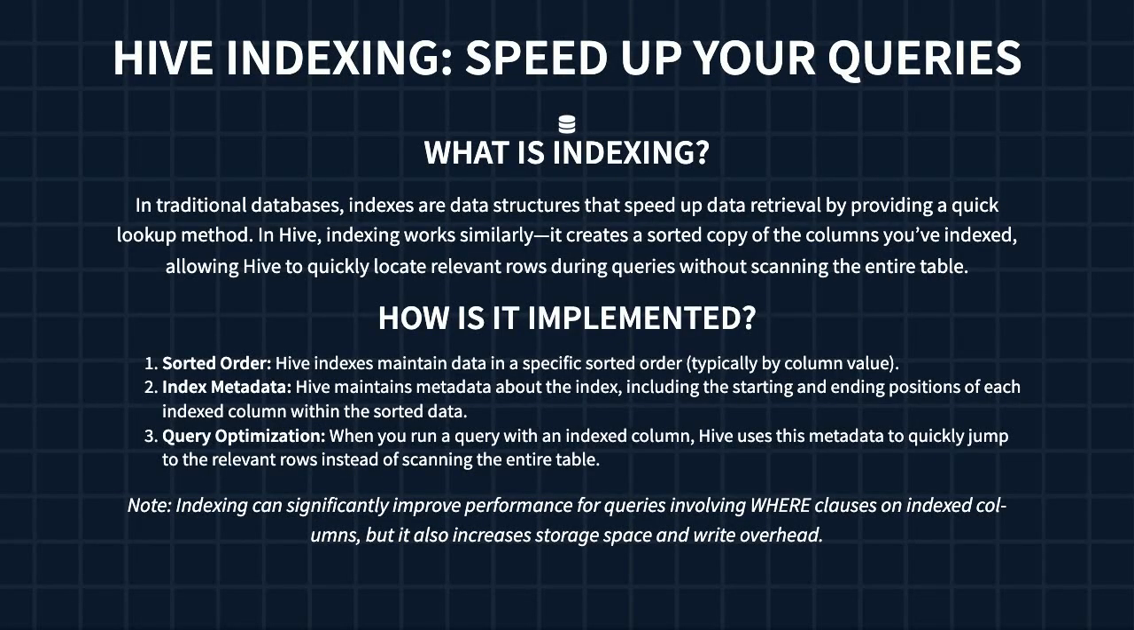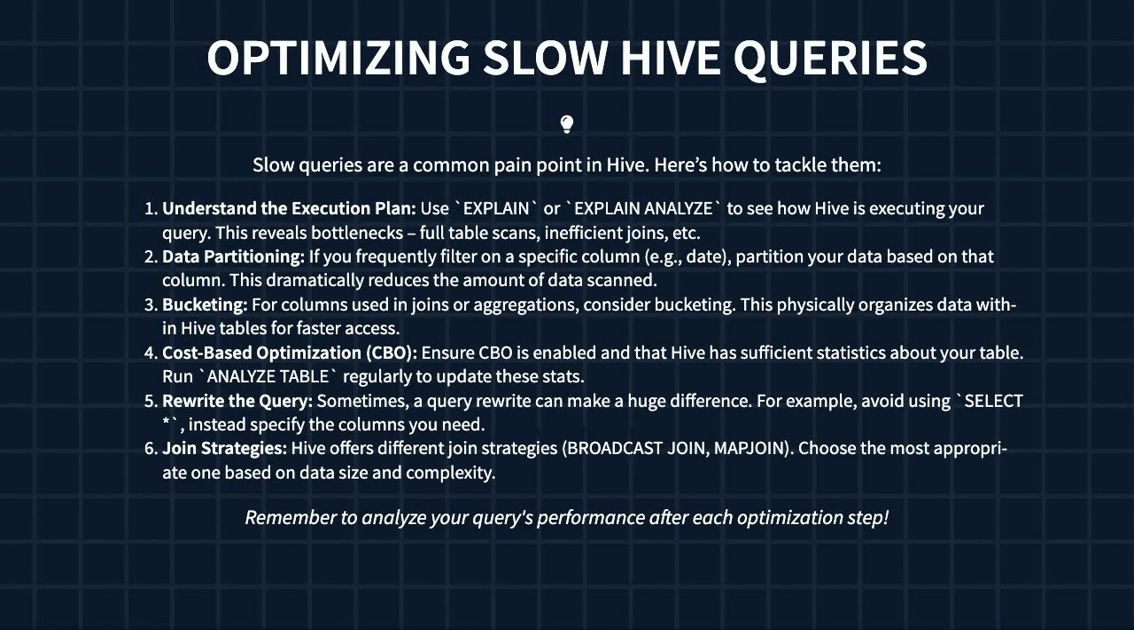Okay, let's talk about indexing in Hive. Think of it like an index in a book. It helps you quickly find the information you need without having to read every page. In Hive, we create these indexes on specific columns. They essentially sort the data for those columns, creating a sorted copy that Hive can use to speed up queries where you're filtering based on those index values. It's all about jumping directly to the relevant rows instead of scanning the whole table. Keep in mind that while this boosts query performance, it does require more storage space and slows down write operations a bit.